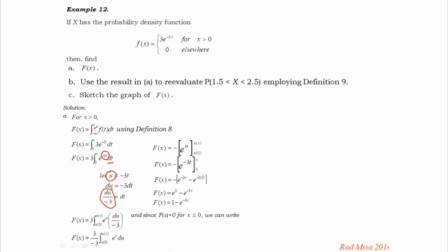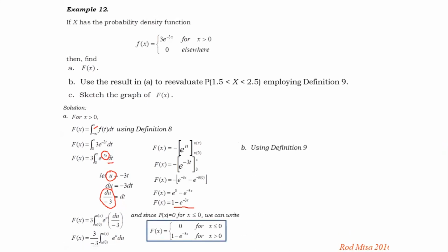And since the big F of x is 0 for all values of the random variable below 0, we can write our big F of x function as 0 probability for any value below 0, and a probability of 1 minus e to the power negative 3x for all x greater than 0. And how do I know that? Because I solved already this big F of x here, which is the integral of our PDF from 0 to x.